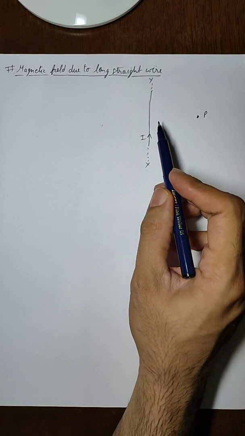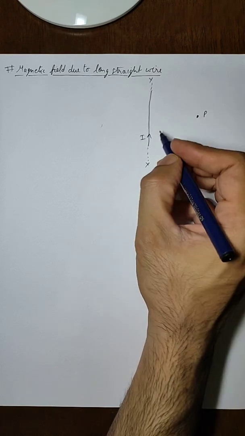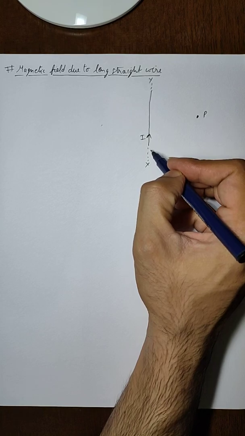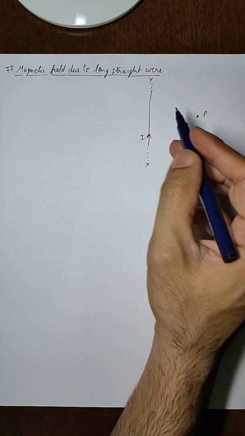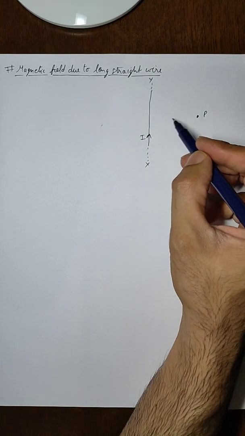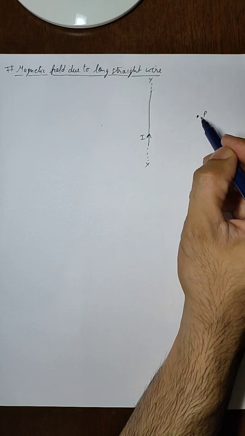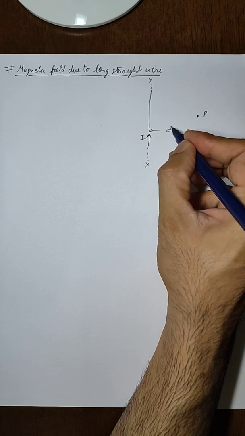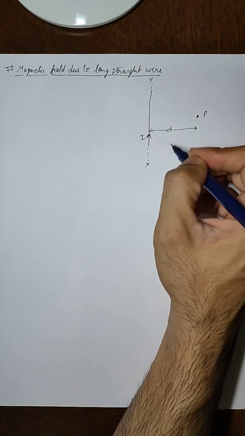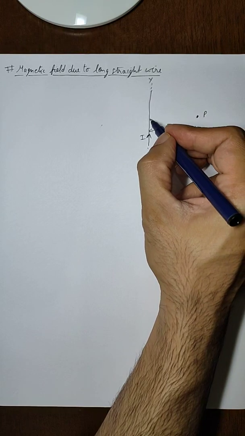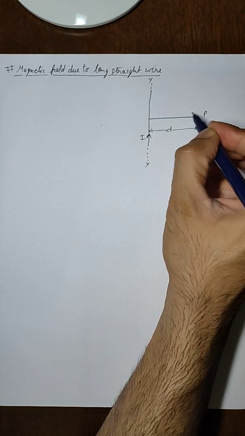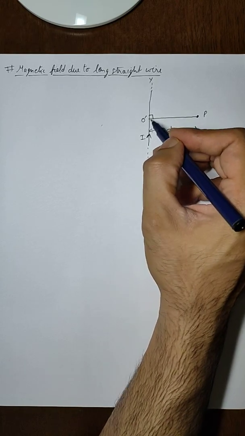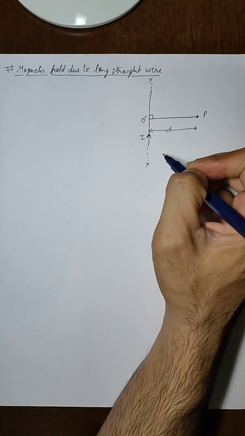P due to a long straight wire which is carrying a current I. So let us say that XY is a very long straight wire and the current I is flowing in the direction X to Y, and we have to find the magnetic field strength due to this current at a point P. Let us say that this point P is at a distance D from the wire, and let us take a point O dash which is at a perpendicular direction from P.